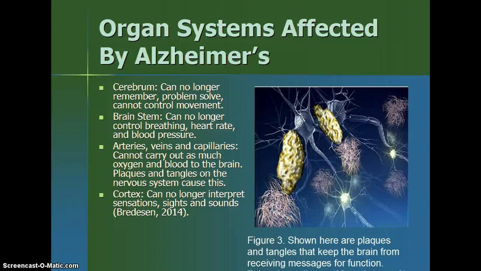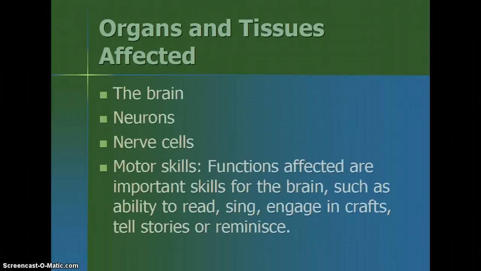As the figure shows, here are what some of the plaques and tangles look like that can keep the brain from receiving messages for functions, just like we had seen in the video previously. Some organs and tissues that can be affected by Alzheimer's disease are the brain, neurons, nerve cells, and motor skills. Functions affected are important skills for the brain, such as the ability to read, sing, engage in crafts, tell stories, or even reminisce about past times.